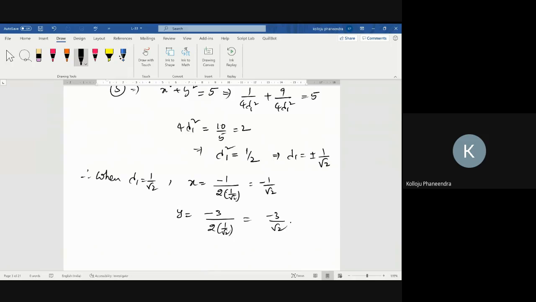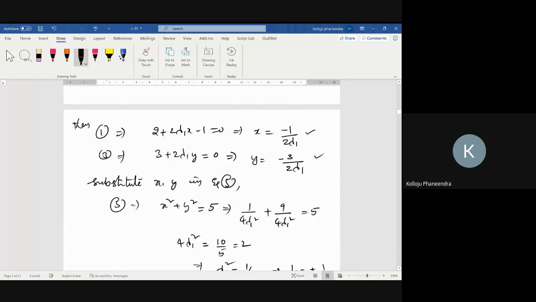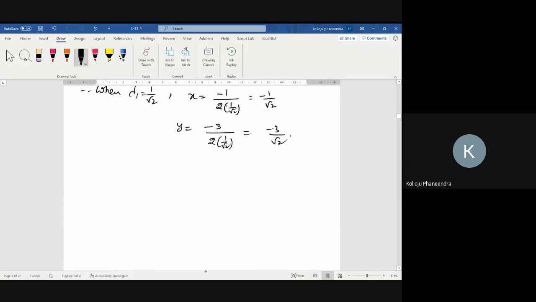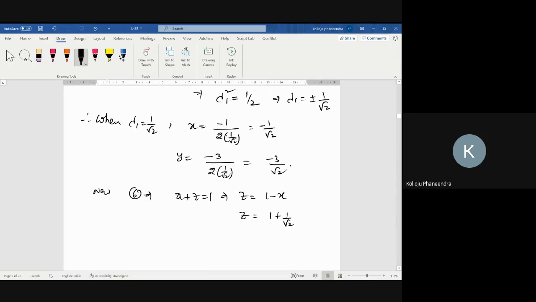And z value I have to get. See how to get z value from equation 6. What is 6 implies? x plus z equal to 1. So z value is what? 1 minus x. Therefore z value is 1 minus x, means 1 plus 1 by root 2. So x, y, z values are over for lambda equal to 1 by root 2.